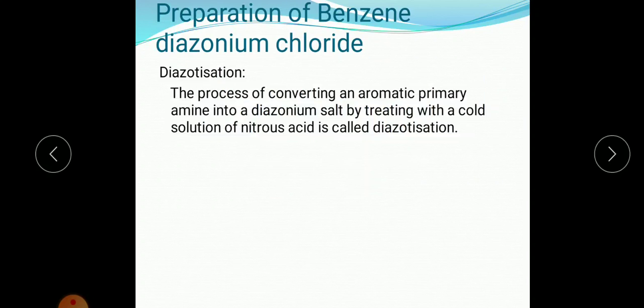Preparation of benzene diazonium chloride is known as diazotization. The process of converting an aromatic primary amine into a diazonium salt by treating it with a cold solution of nitrous acid is called diazotization. So this is the method of preparation of benzene diazonium chloride.